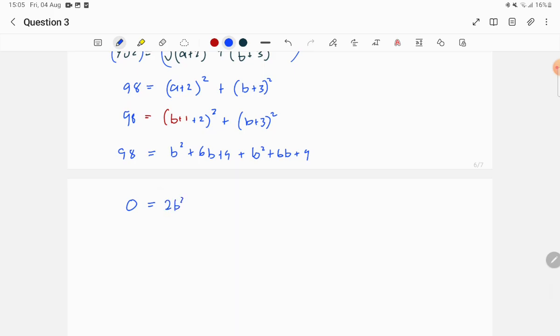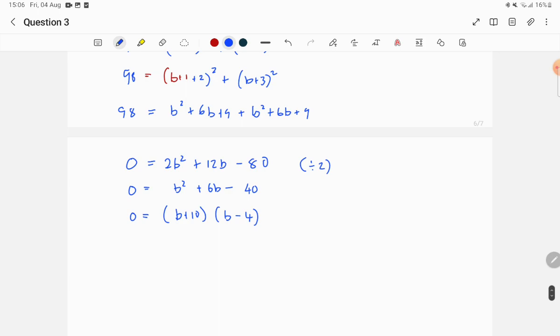If we sort out all our like terms and put everything on one side, we get 2b squared plus 12b minus 80. Now we can solve this by factorizing, and we can divide everything by 2 to make it easier. So dividing each term by 2, we get 0 is equal to b squared plus 6b minus 40. Factorizing this, since the last term is negative, we'll have one positive, one negative. We get b plus 10 and b minus 4. And we get our two b values.